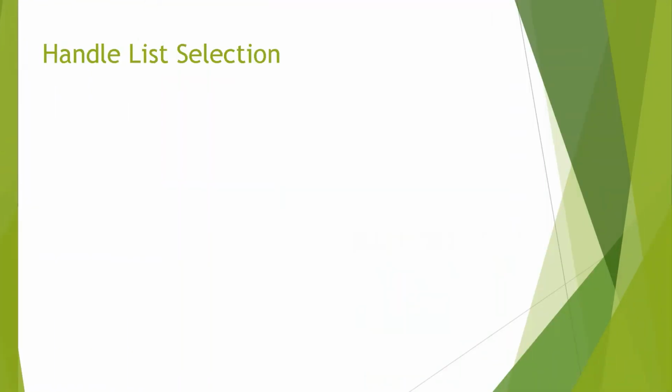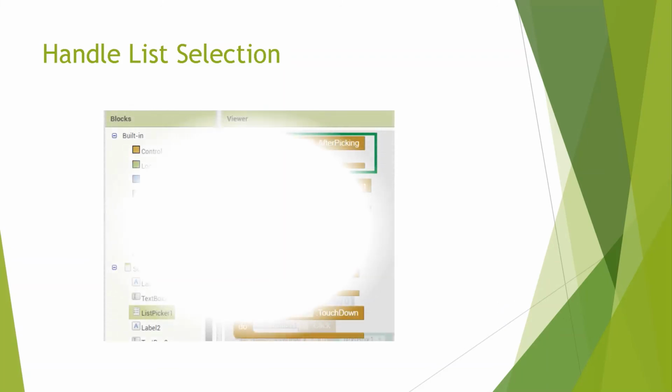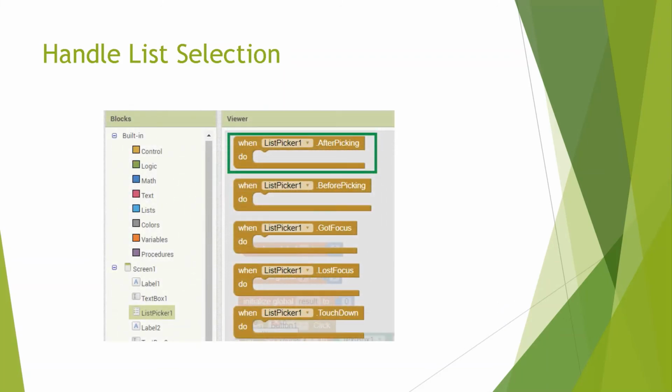Now let's add event for list picker to choose calculator operation. From left side Blocks, select list picker 1. Select after picking event which fires after the user makes a selection of list picker. Drag it to Blocks white area.